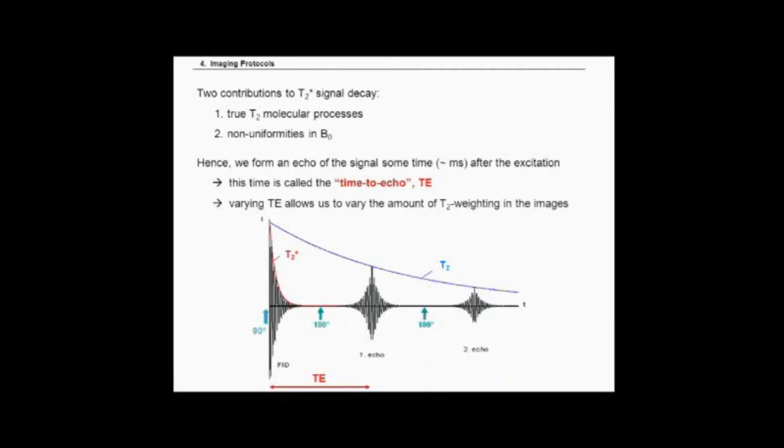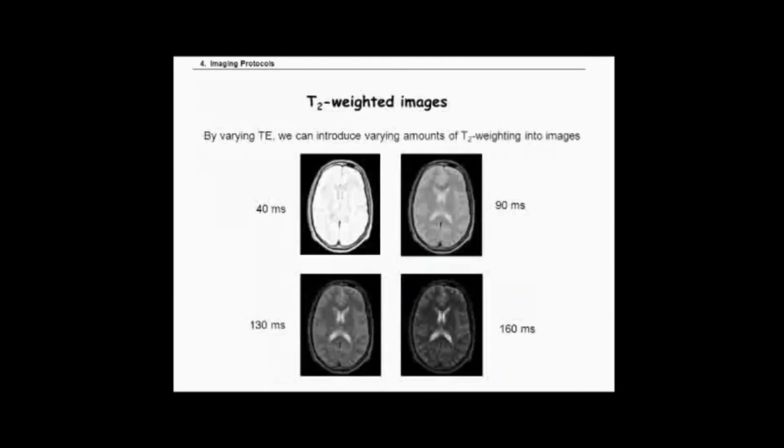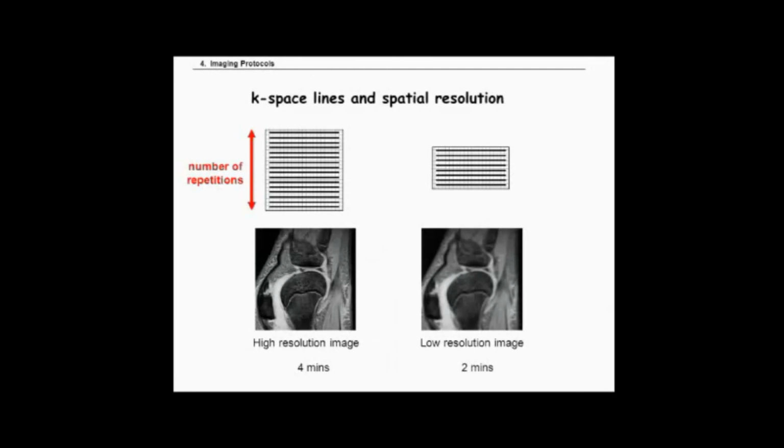The signal decays very rapidly like this, but by applying an additional piece of energy, we can cause the signal to bounce back again, and we can form an echo of our signal out here. We can control when the echo occurs by varying this additional parameter, the time to echo. This gives us the ability to introduce T2 weighting into images. So that's the basis of that. Again, by just varying the echo time, we can produce very different appearances in our images.